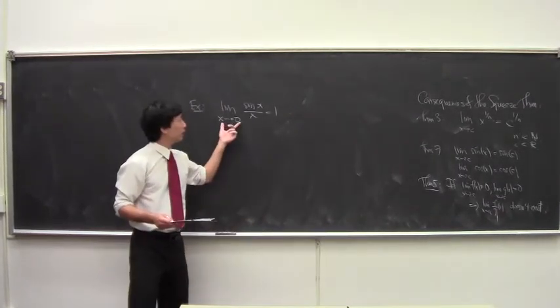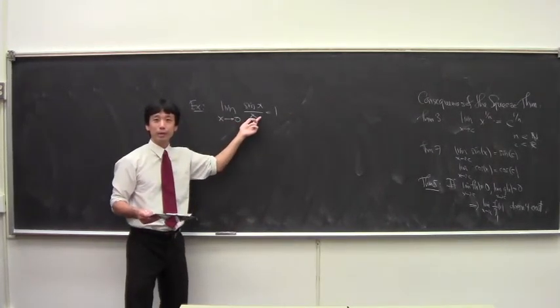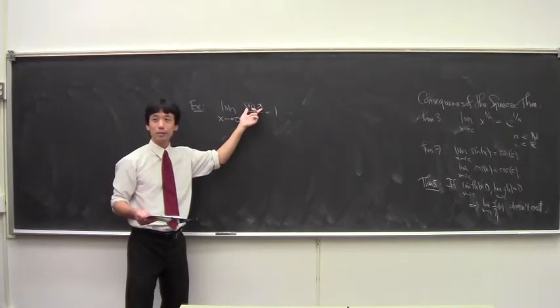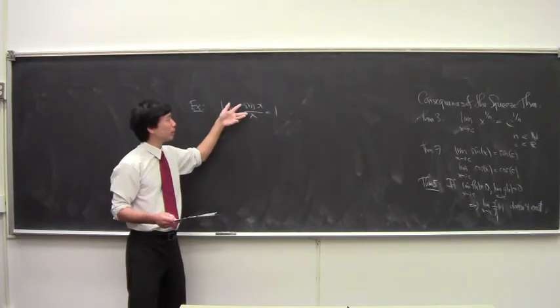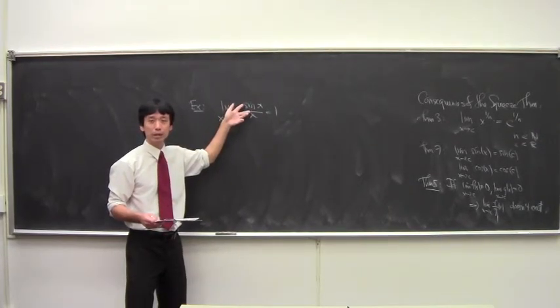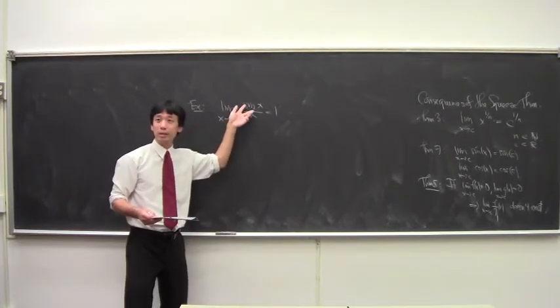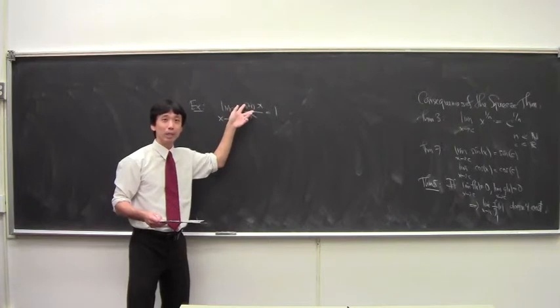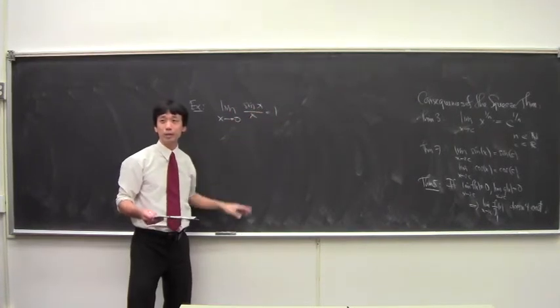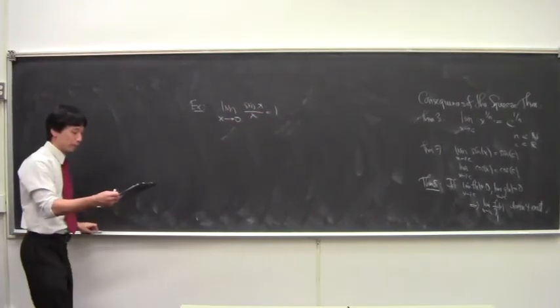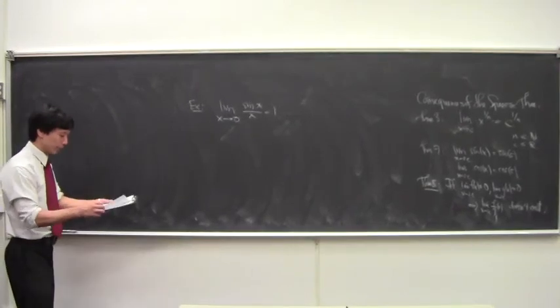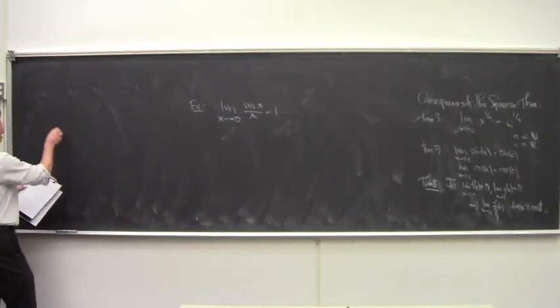What's the limit of x as x goes to 0? Well, it's 0. What's the limit of sine x as x goes to 0? It's also 0. So if you evaluate these things independently, you get 0 over 0. It turns out that these things approach 0 at the same speed. They go to 0 at the same speed, and so the limit is 1. Okay, and let's see how this works. So why?